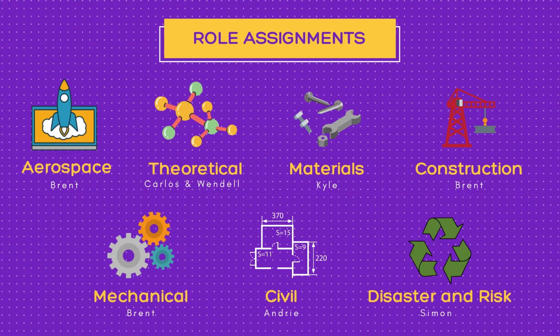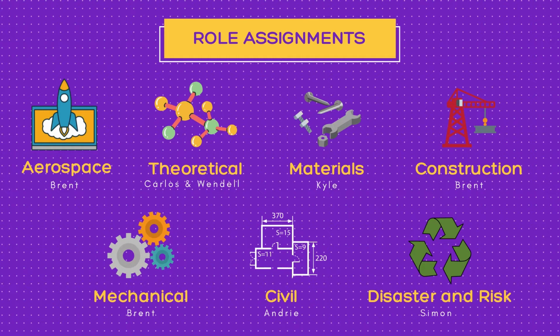The specific tasks that the assigned roles have to do are: the aerospace engineer has to lead the team in the launching of the device. The theoretical engineer has to explain the science concepts the device is based upon. The materials engineer is to explain the properties of materials used in the device or improvements made to attain desired performance. The construction engineer is to lead the team in the assembly of the device.